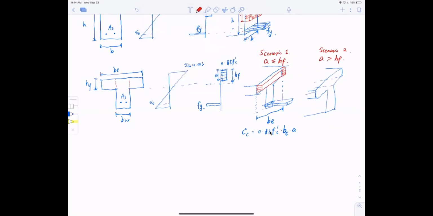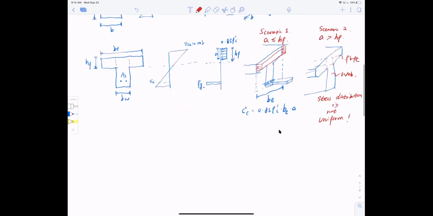Okay, so in this case I have a little bit of an awkward situation. Why is that? My stress is no longer uniform. I need to divide the section into two parts, the flange and the web. I have to notice that in this case the stress distribution is not uniform. So if it's not uniform, what does it look like?